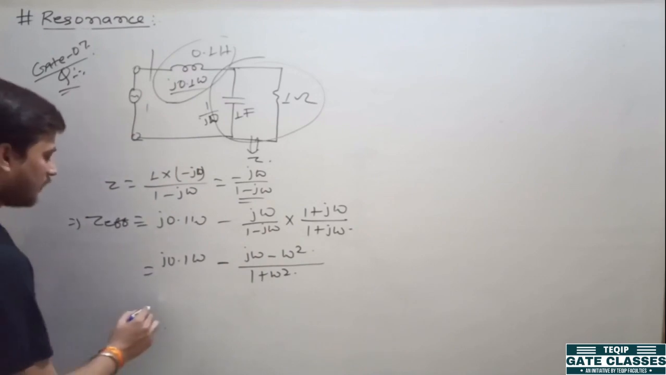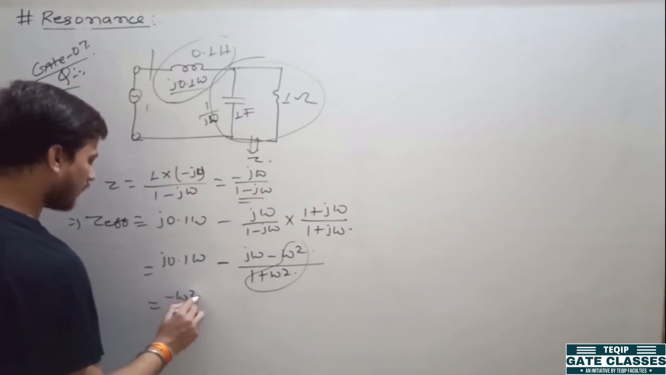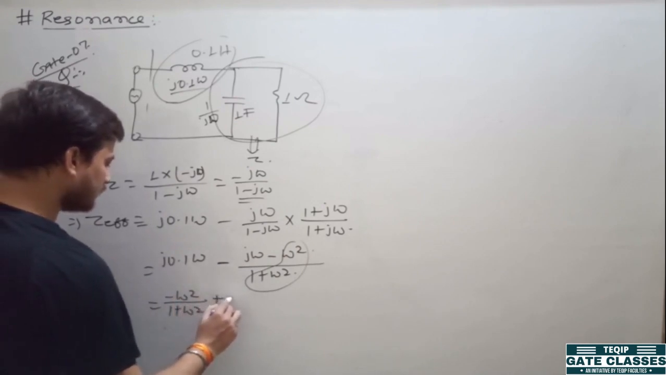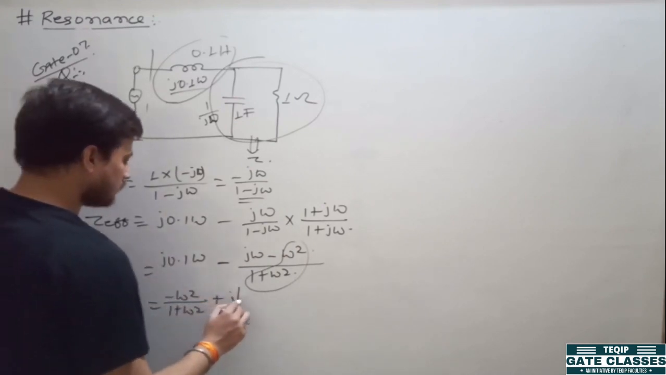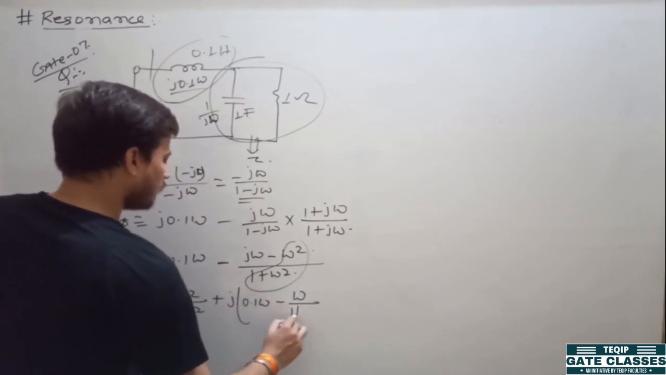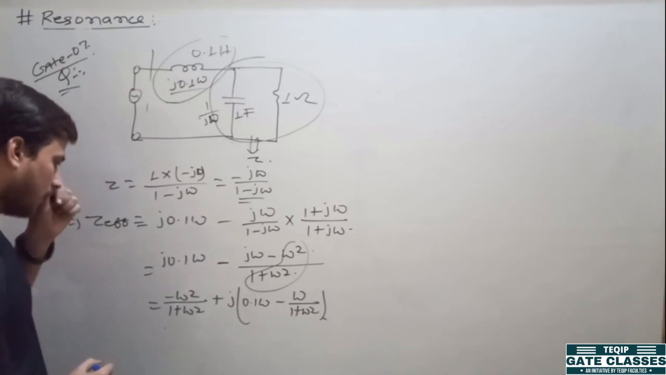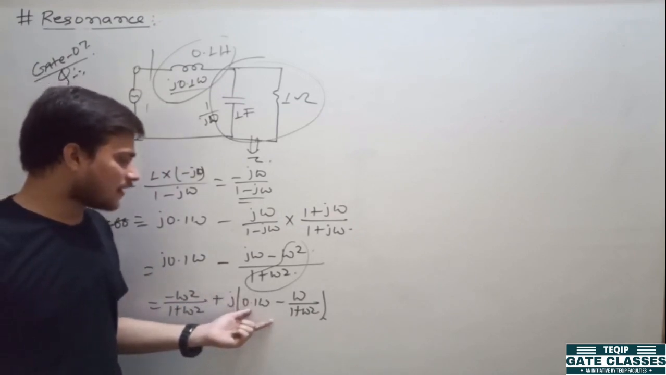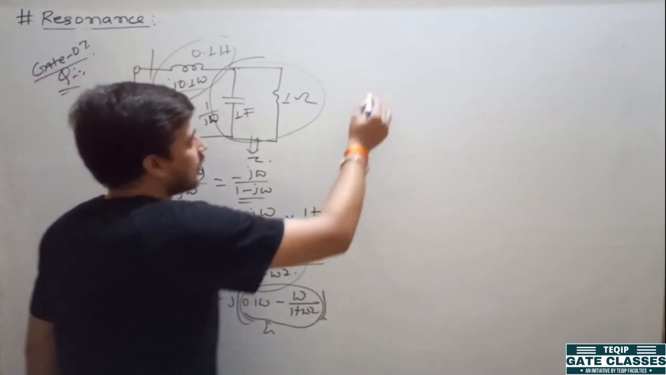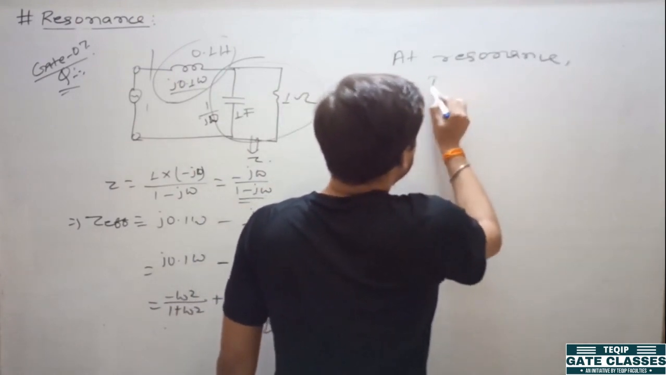So let us bring the real terms and imaginary terms together. So the real term is this one: minus omega square by 1 plus omega square, and the imaginary term is plus j into 0.1 omega minus omega divided by 1 plus omega square. Now what will you do? You will make this imaginary term equal to 0. So at resonance the imaginary term is equal to 0.